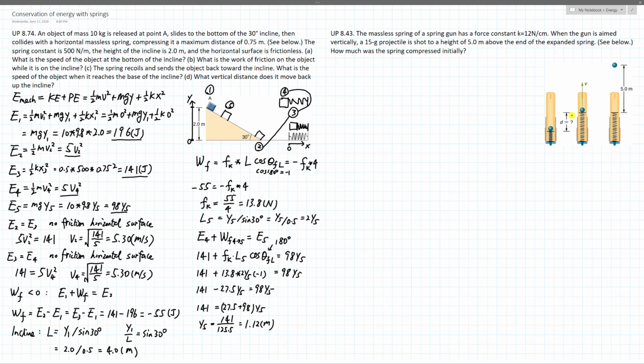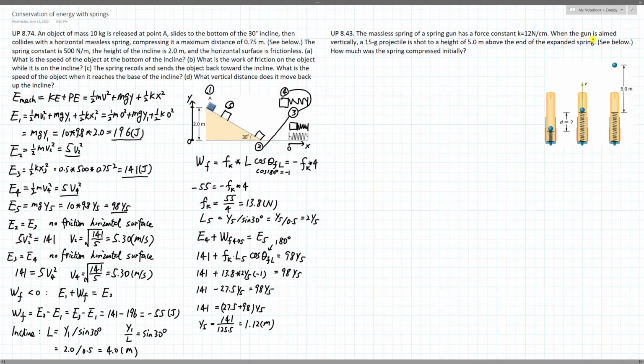So let's take a look at the question on the right side. This is also from University Physics, Chapter 8, question number 43. The massless spring of a spring gun has a force constant k equals 12 newtons per centimeter. Okay, so this is not necessarily much weaker than the other one because this is per centimeter, so it's actually 1200 newtons per meter. It's actually stiffer than the other one.